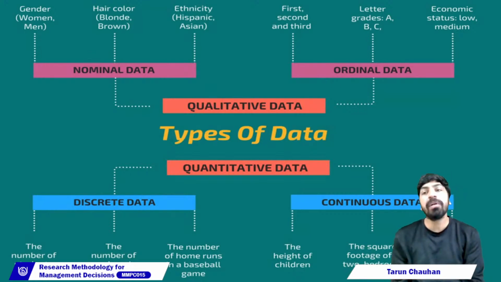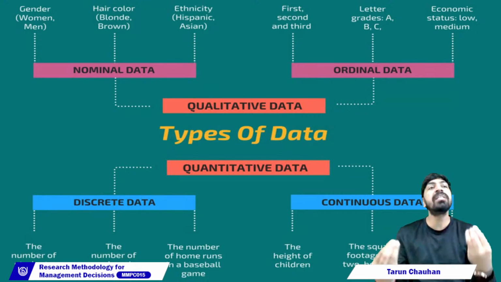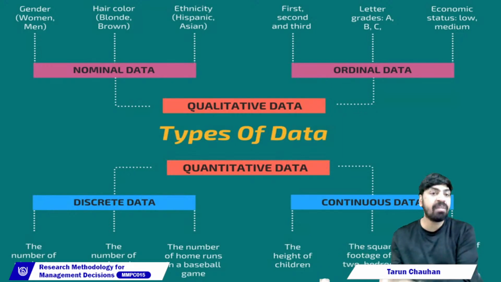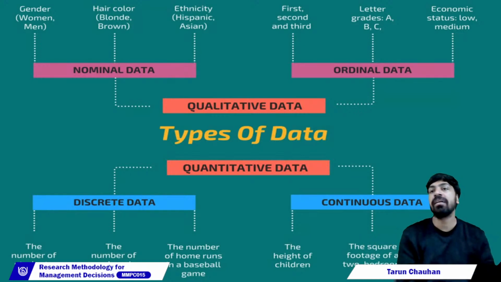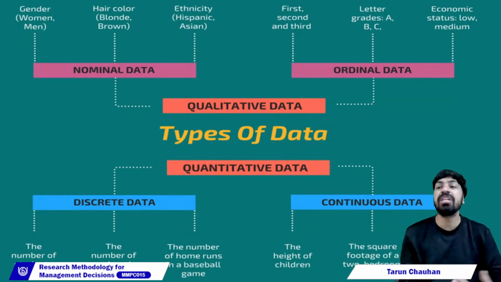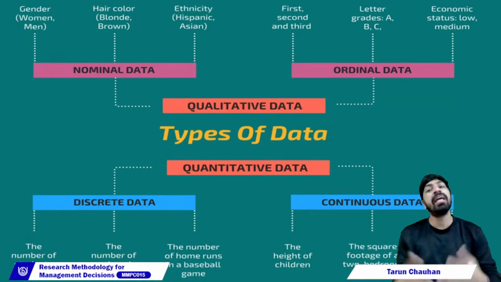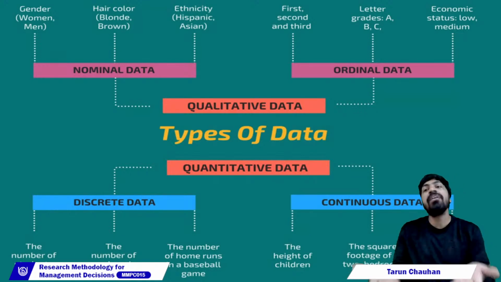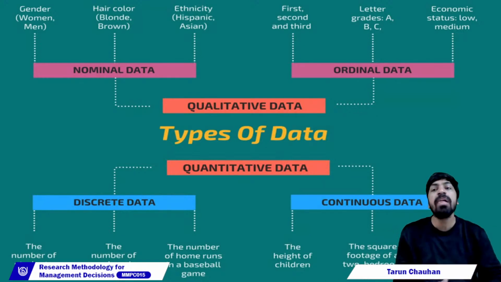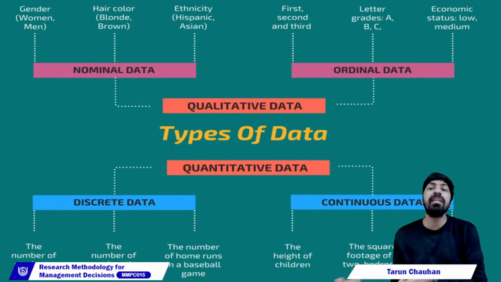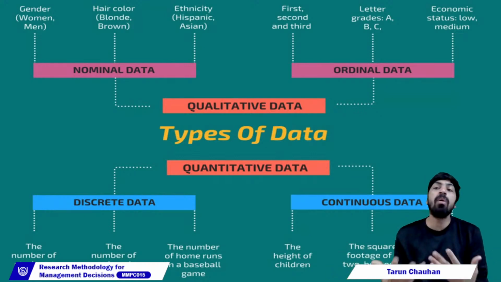When we talk about ordinal data, here we are ranking the particular variables or giving a numbering to the variables, and that's called ordinal data. Let's say first, second, third, or letters A, B, C, or the economic status of an individual, that is low, medium, high. We are giving a ranking to the variable. Let's talk about students in a classroom ranked first, second, third till 10th. So that's called ordinal data.